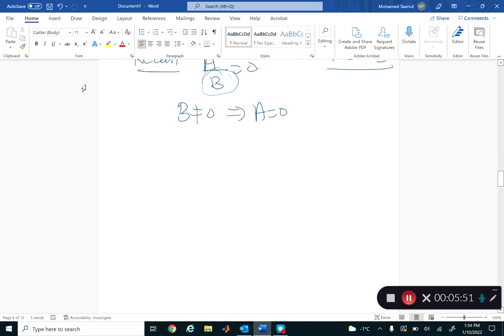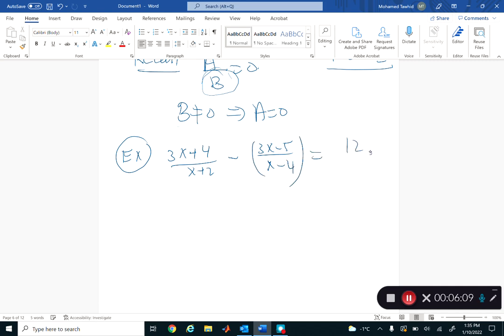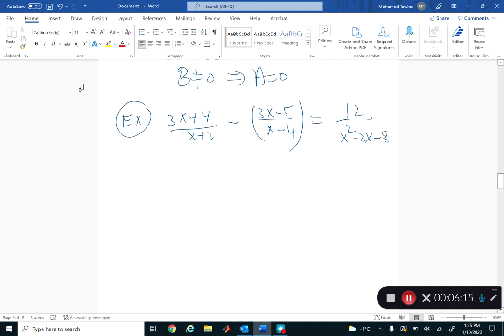All right, so let me give you another example, guys. 3x plus 4 divided by x plus 2, minus 3x minus 5 divided by x minus 4, is equal to 12 over x squared minus 2x minus 8. I need to solve this one. How to solve this?